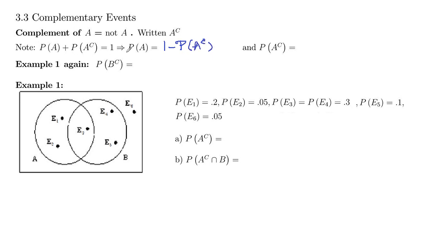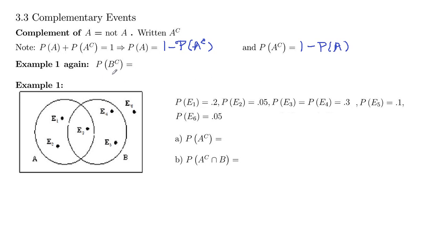Or if we brought the P of A over as a negative, probability of A complement is 1 minus probability of A. So if you've got complementary events, and you know the probability of one, you can find the probability of the other. And sometimes it's easier to find the probability of the complement event and use that to find the probability of the actual event.